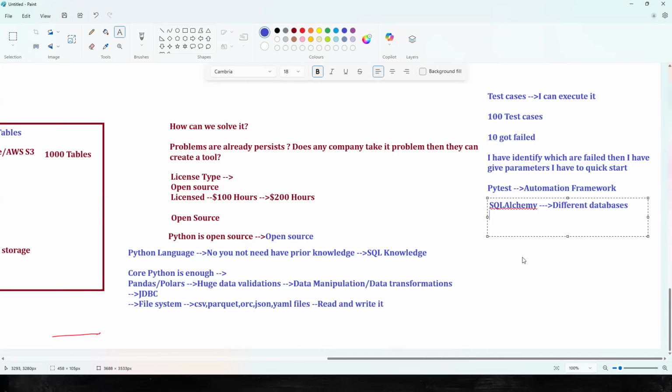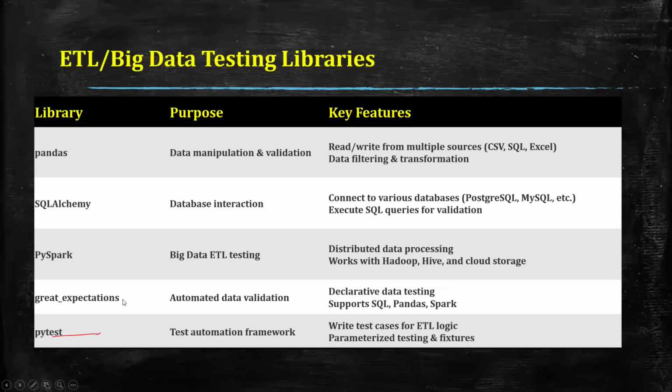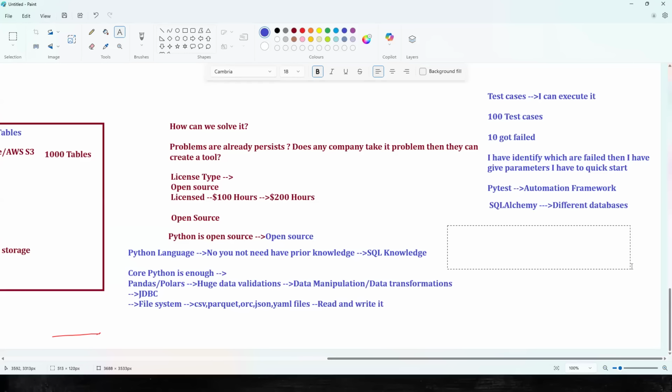Okay, sir, absolutely fine. What about PySpark? I'll talk about PySpark in a couple of minutes. Now, what about Great Expectations? This is another library which people are using nowadays. It is a data validation library, which we are going to use majorly in big data projects and cloud projects. On-premises also, some of the companies are using it. So we are going to talk about Great Expectations as well.